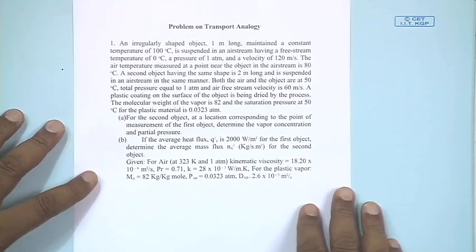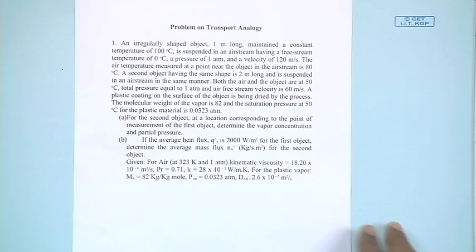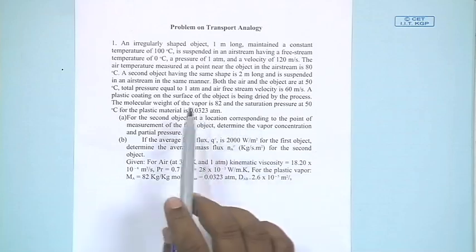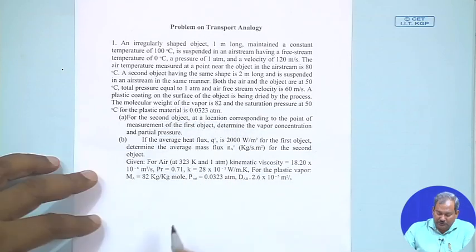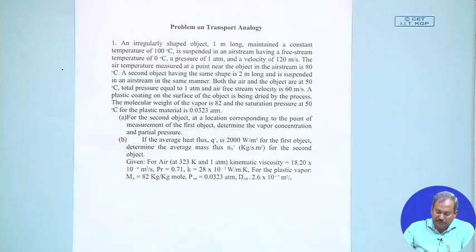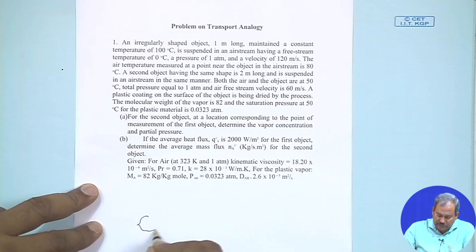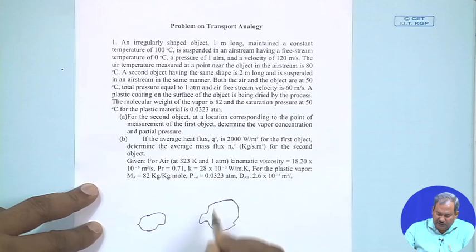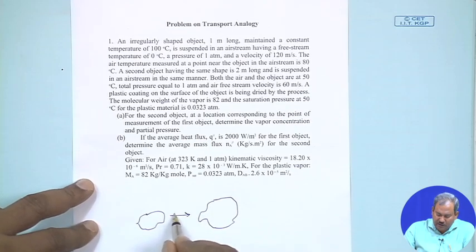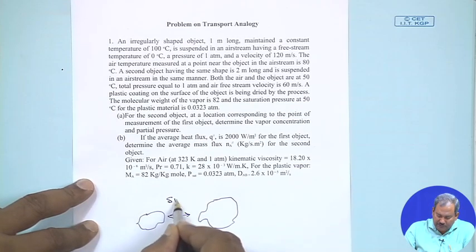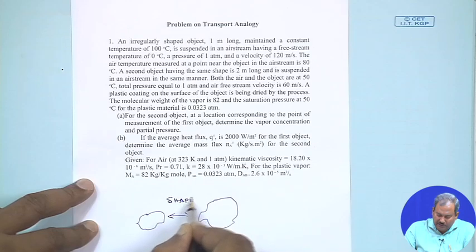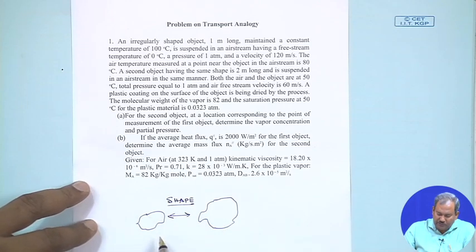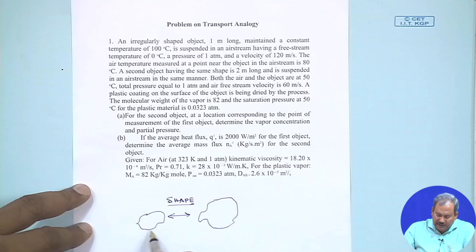But right now the problem that we are going to solve is again a problem on transport analogy. What it tells is that we have an irregularly shaped object. It could be of any shape. And we simply have the same shape. I mean, these two are equivalent in terms of shape. I could not draw it properly, but you can get what I mean, they are irregular.